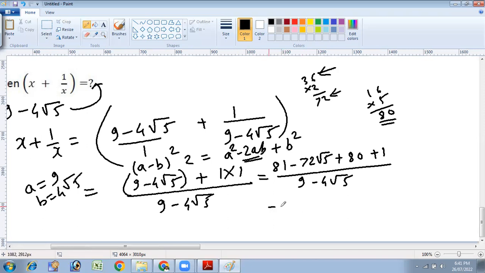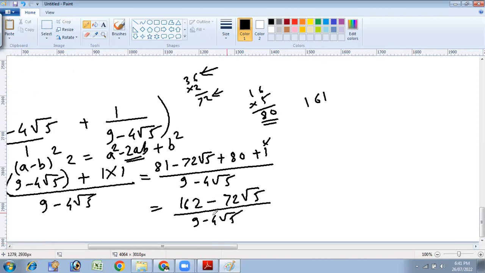Now look here. It will be 81 plus 80, 161. Actually it is 162. Minus 72 root 5. Downside, 9 minus 4 root 5. But here again you want to solve this because you do not get a proper answer. So here rationalize. It is minus, so plus: 9 plus 4 root 5.